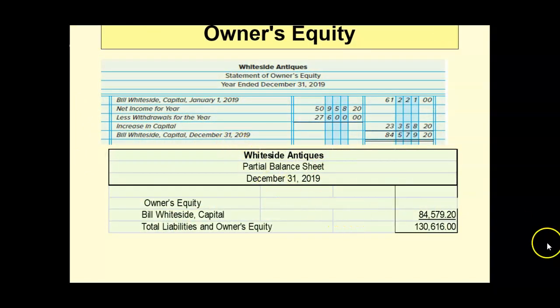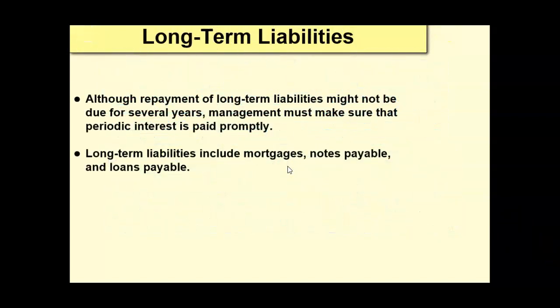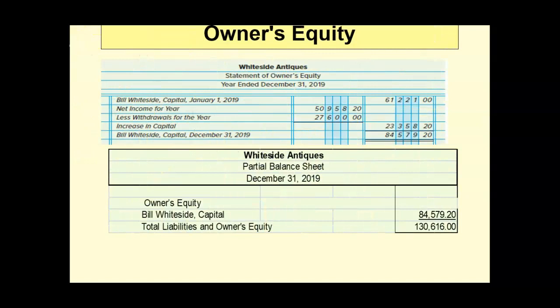Did we not show those? Wait a minute. I'm sorry, somehow I skipped that section. Well, actually, this example here did not have any long-term liability. That's why I'm not showing any. But if we did, they would be shown on their own section of the classified balance sheet.